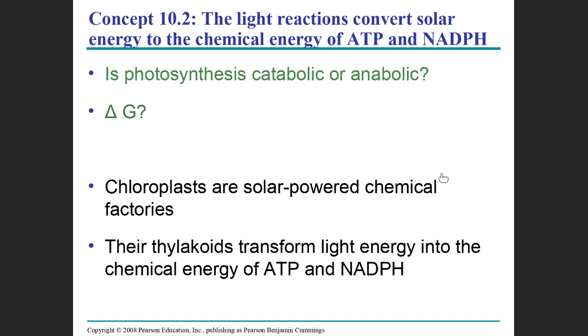So is photosynthesis catabolic or anabolic? Anabolic. It's anabolic because the result is biosynthesis, right? To make the carbohydrates, the overall process. So is the delta G positive or negative? Positive. It's positive, which is why we need the input of solar radiation, right? Of light energy in order to make this process happen. And so chloroplasts are solar-powered chemical factories. And their thylakoids transform light energy into the chemical energy of ATP and NADPH.